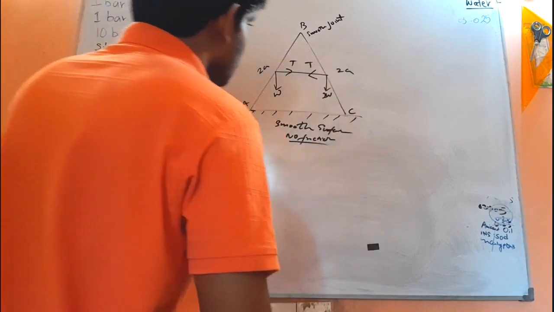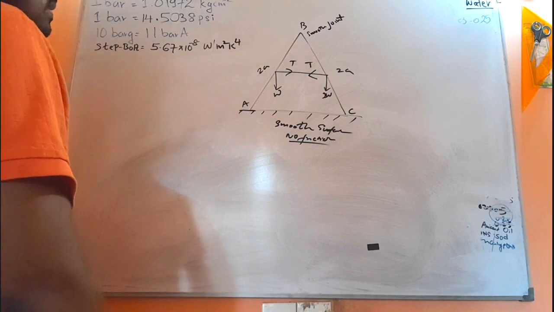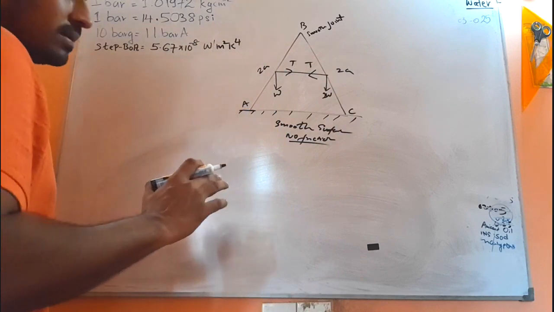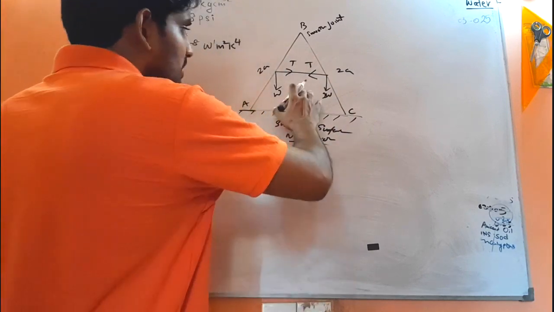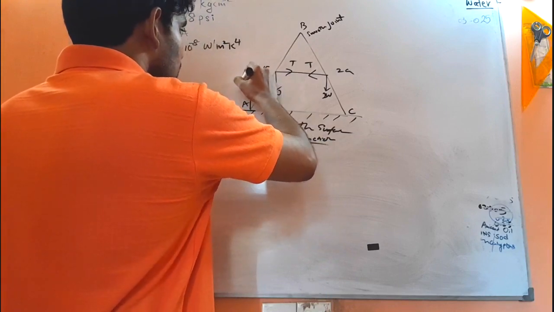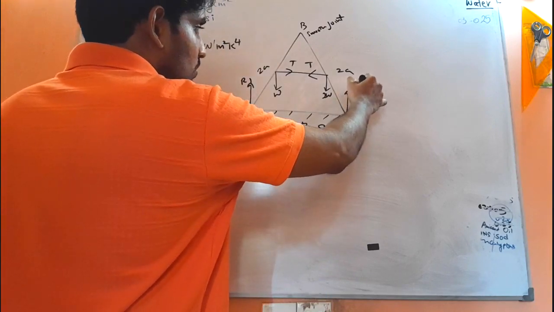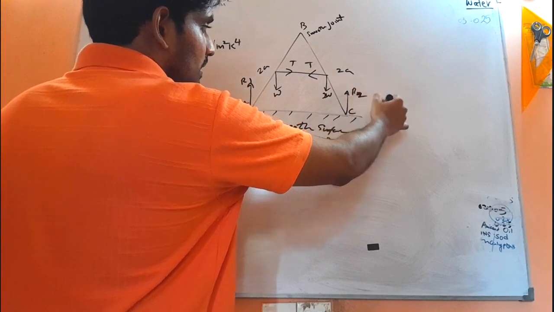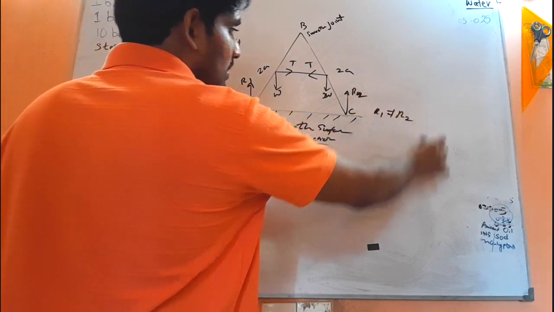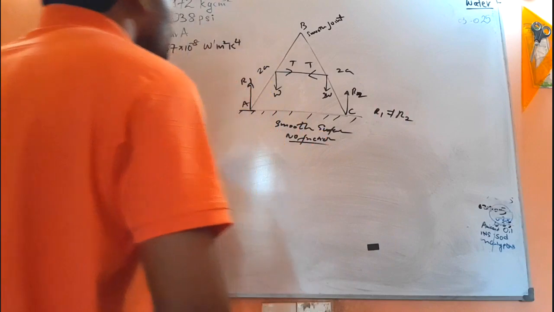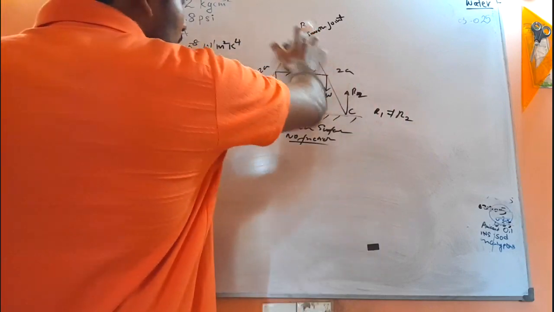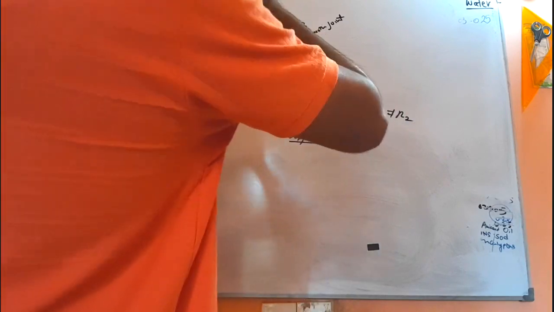And what are the other things? Now just focus. This structure is not a symmetrical structure. So if this reaction is R1 and this reaction is R2, definitely R1 is not equal to R2. And if you are going to consider this smooth joint, now carefully focus.